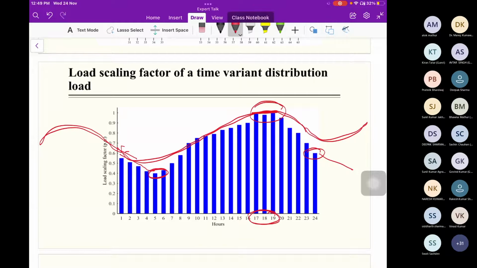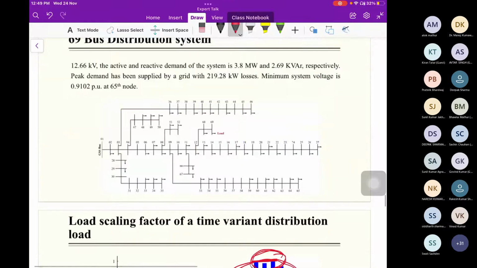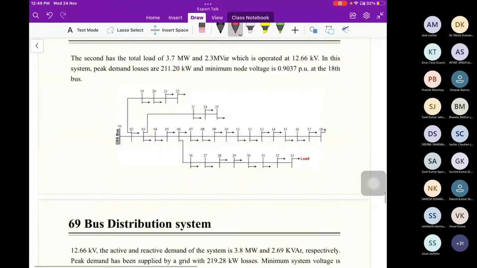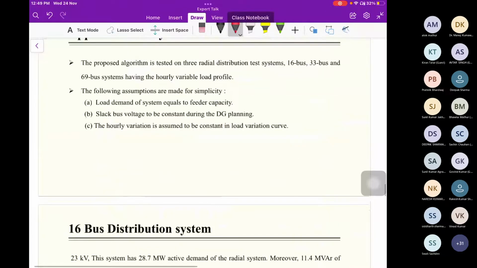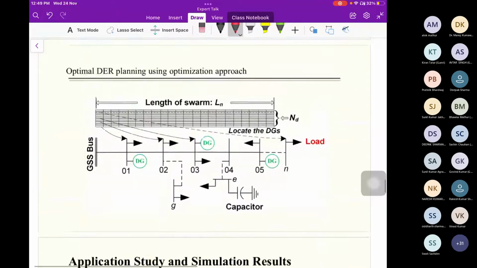This data will be problematic, so that's why we will compare the results. Those researchers have done planning according to load profiles. Then I will define what type of problem will occur in the systems.